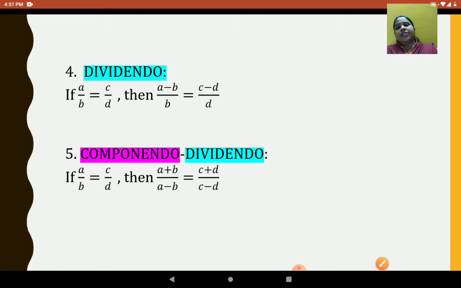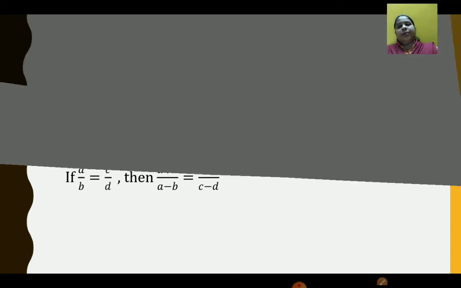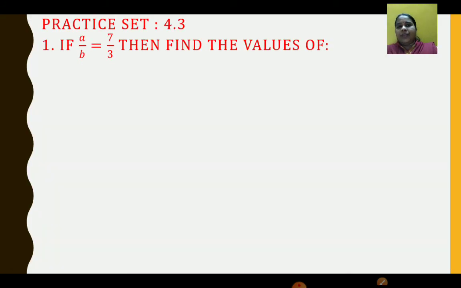Just understand these 5 points which I have told you. First was, yes, invertendo. Second was alternando. Third was componendo. Fourth is dividendo. And fifth is combination of both, componendo dividendo. Okay, now I'll just do one sum from the practice set. These are very lengthy sums. It will require a lot of time. We will do it very slowly, one part by part.